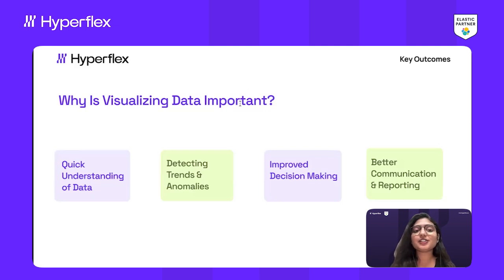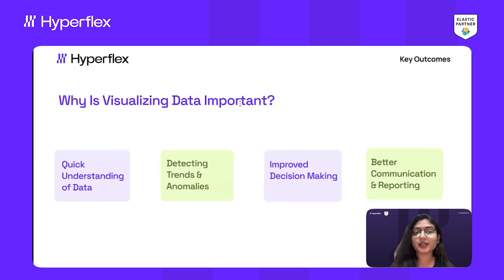Data visualization is very crucial because raw data is often complex, high volume, and difficult to interpret directly. A proper visualization helps you quickly understand any sort of data. Instead of scanning through thousands of rows and tables, a graph can instantly convey any trends, patterns, or outliers in your data. It helps in detecting trends and anomalies.